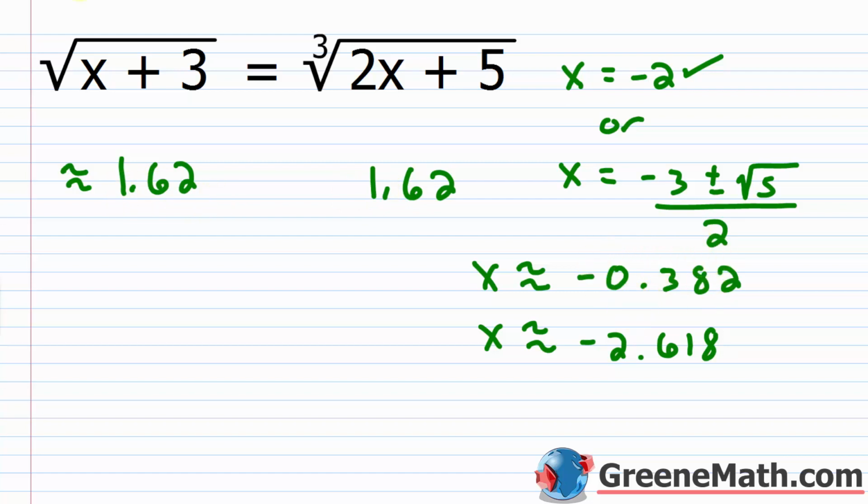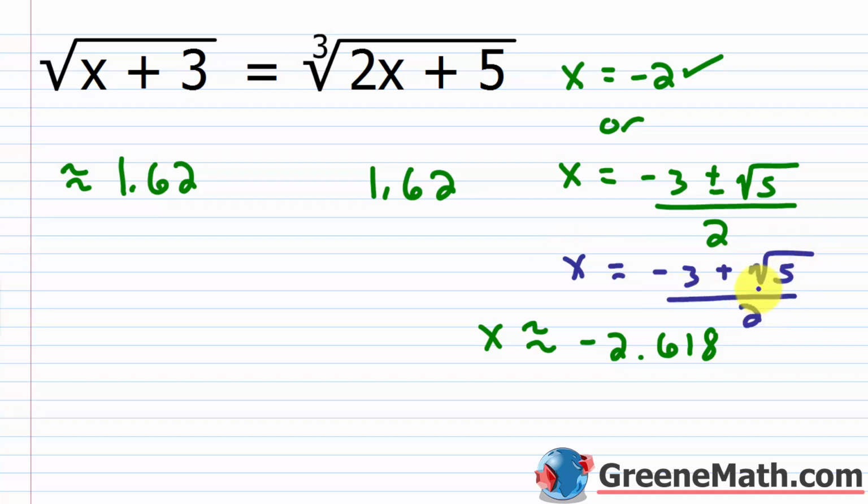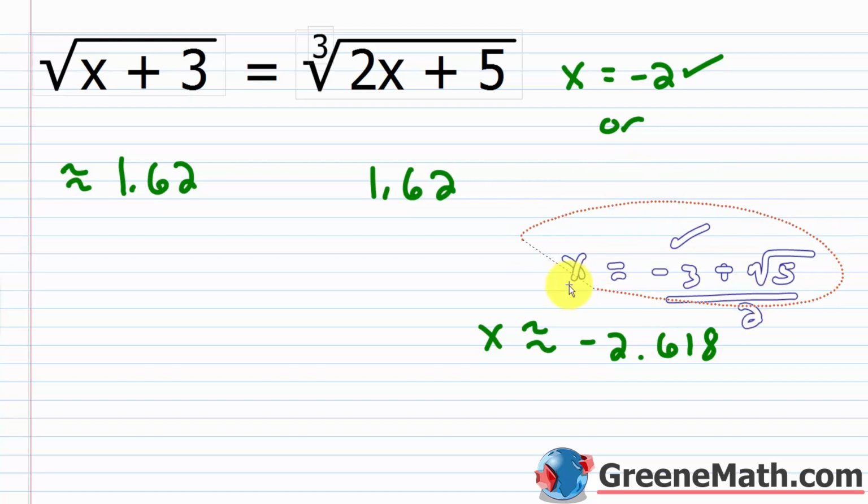So that's enough for me to say that x equals negative 3 plus the square root of 5 over 2 is a solution. So I can check this, or I can break these up, which would be better. I'll say x equals negative 3 plus square root of 5 over 2. Let me erase this. This is a valid solution. So let me bring this up.